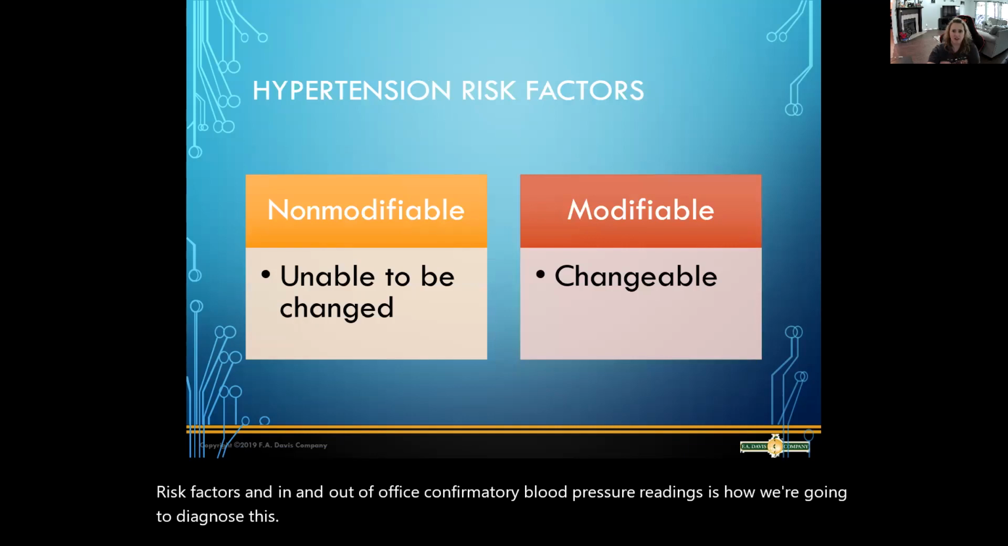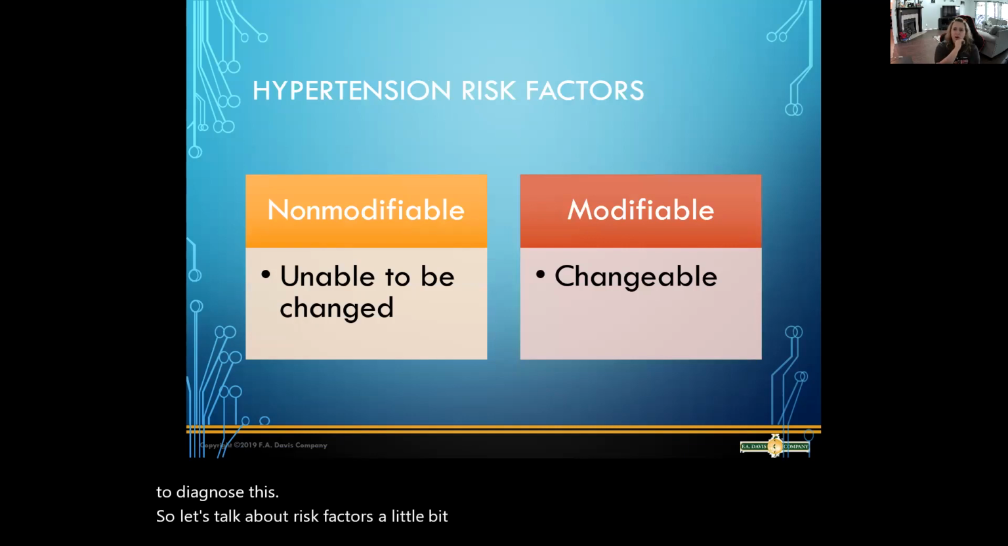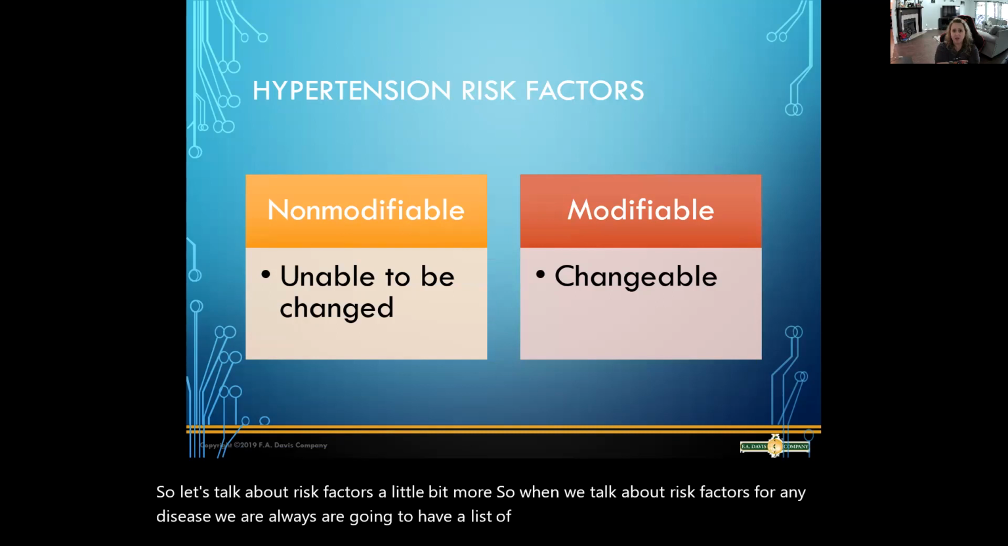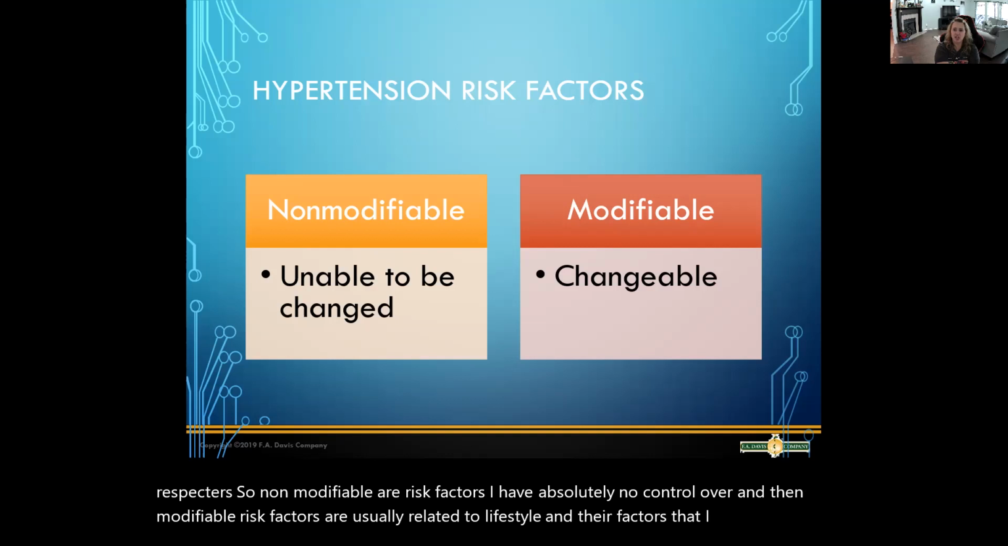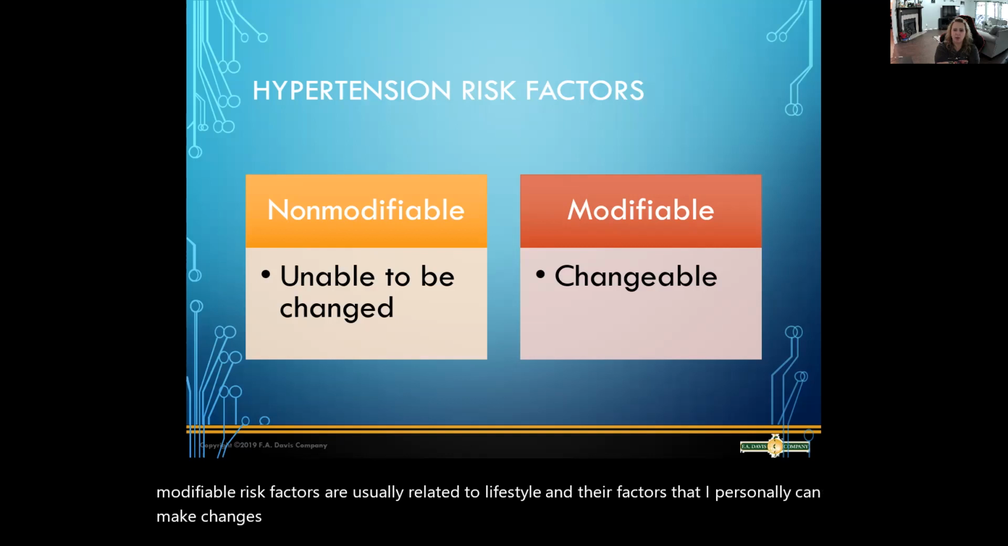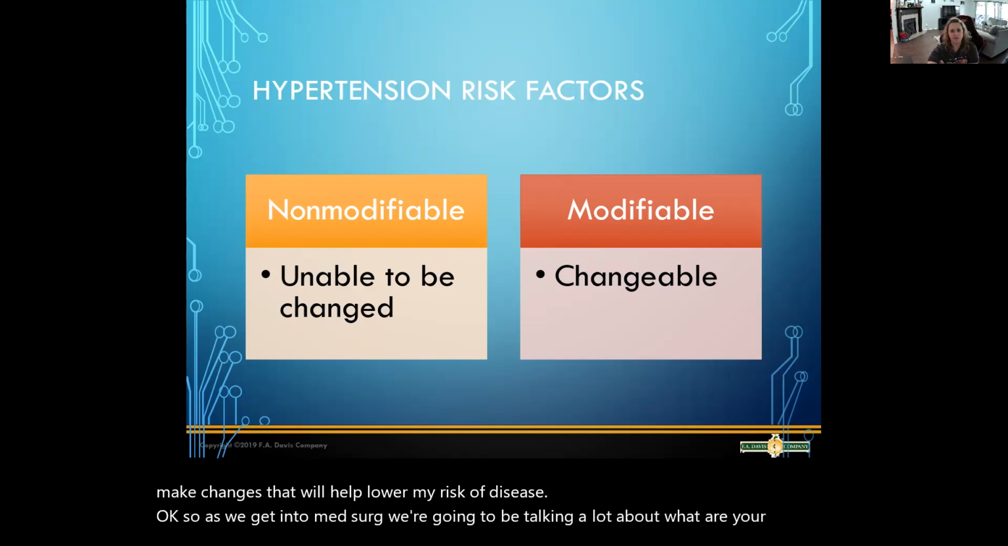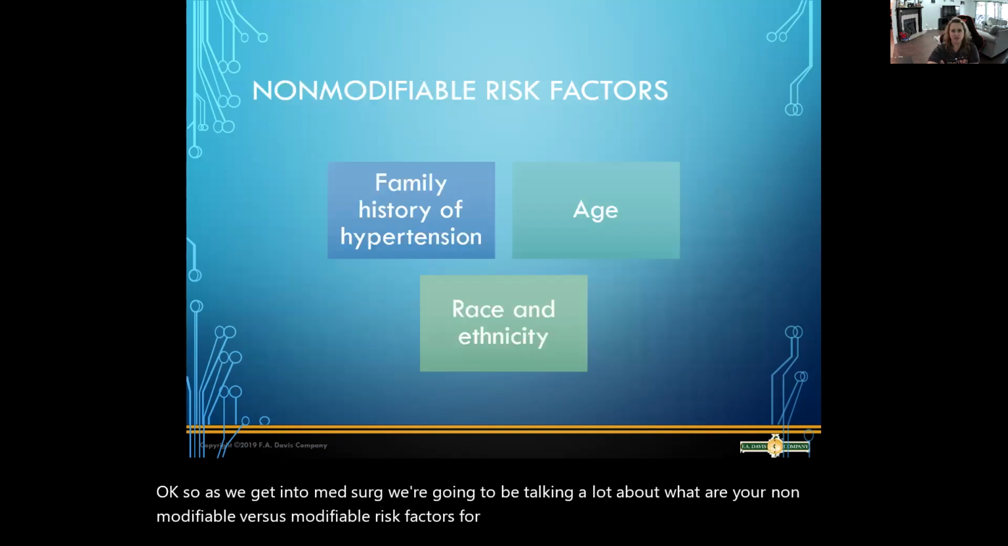So let's talk about risk factors a little bit more. When we talk about risk factors for any disease, we are always going to have a list of non-modifiable and modifiable risk factors. Non-modifiable are risk factors that I have absolutely no control over. Modifiable risk factors are usually related to lifestyle, and they're factors that I personally can make changes to that will help lower my risk of disease. As we get into med-surg, we're going to be talking a lot about what your non-modifiable versus modifiable risk factors are for these different disease processes.